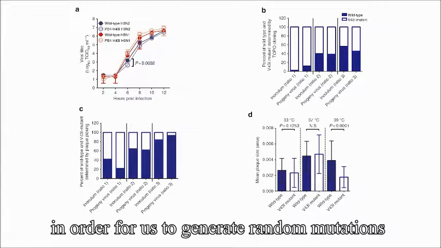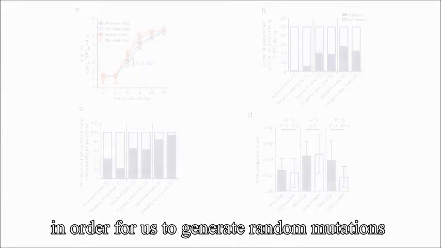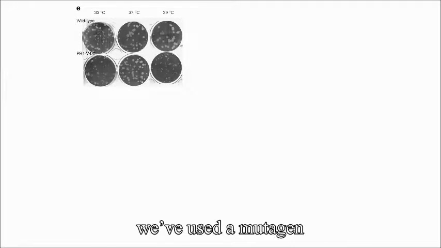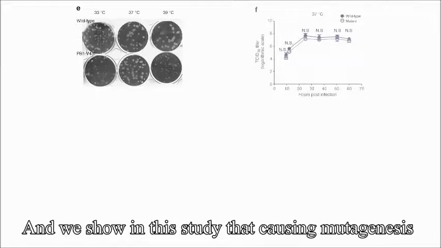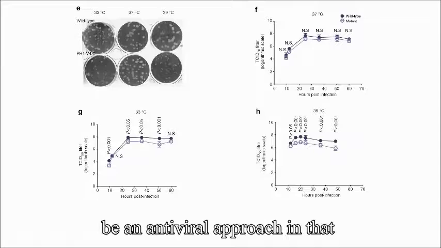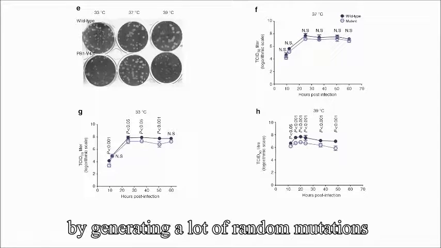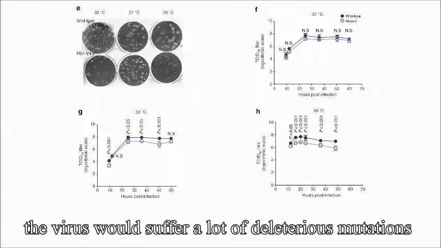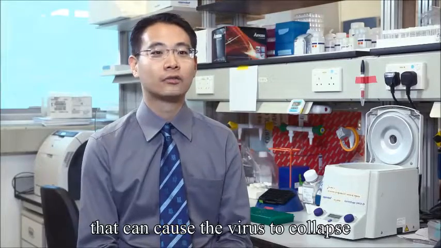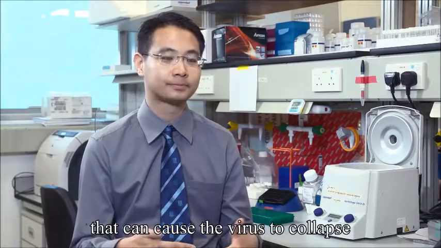In this study, in order for us to generate random mutations in the polymerase that can alter the accuracy of the enzyme, we used a mutagen. And we show in this study that causing mutagenesis in the influenza A genome can actually be an antiviral approach, in that by generating a lot of random mutations in the viral genome, the virus would suffer a lot of deleterious mutations that can cause the virus to collapse.